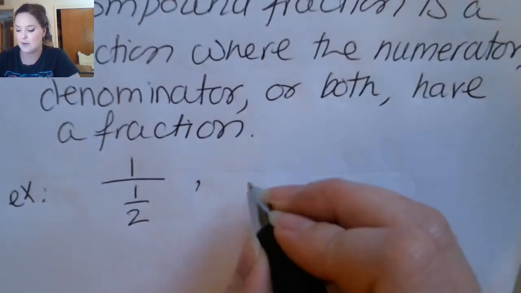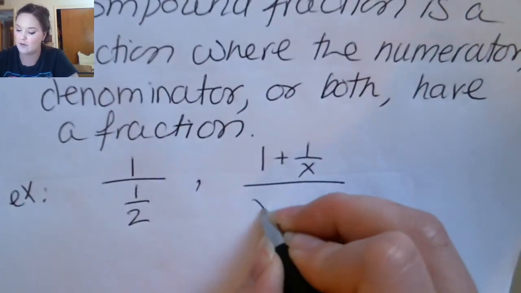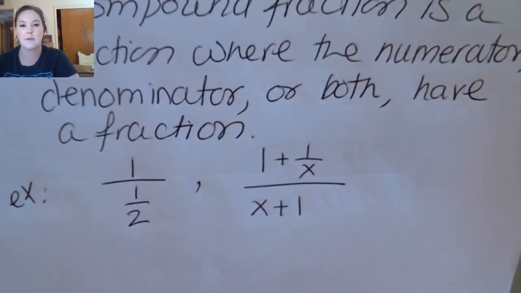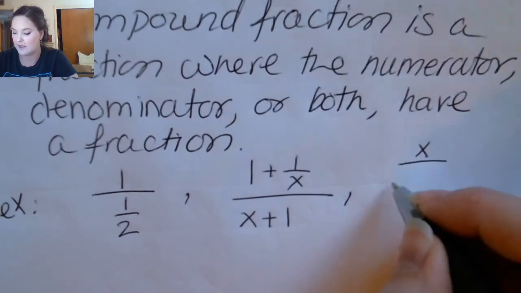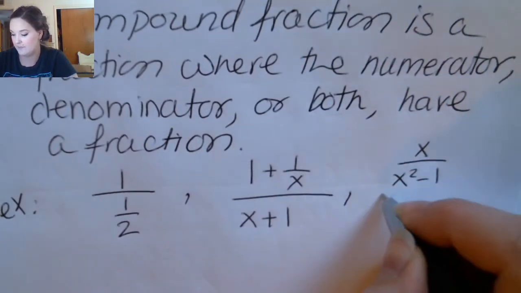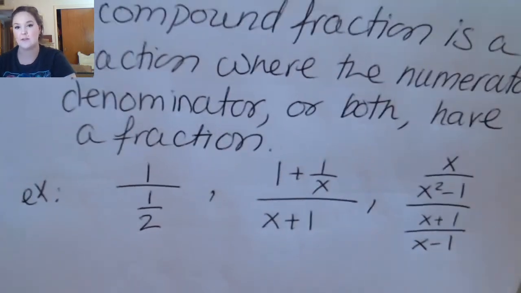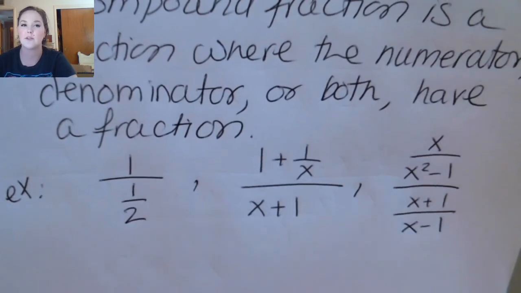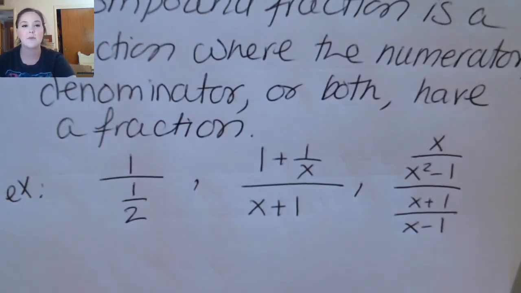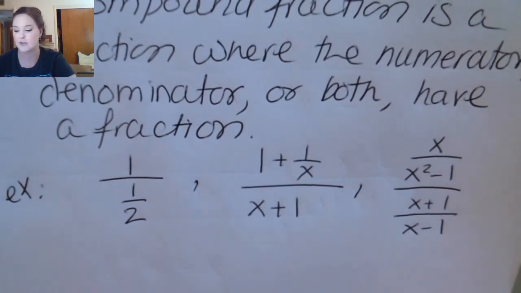You could also have something more complicated like 1 plus 1/x over x plus 1. Or if they both have a fraction, you might have something like this. All of these are examples of compound or complex fractions. I normally say compound fractions just because complex has a connotation with complex numbers.